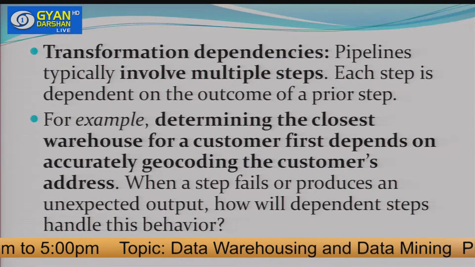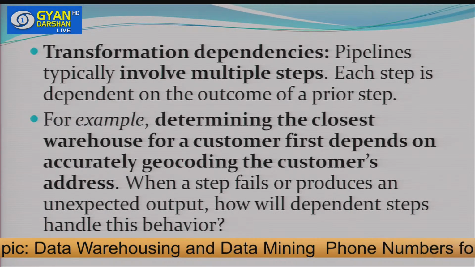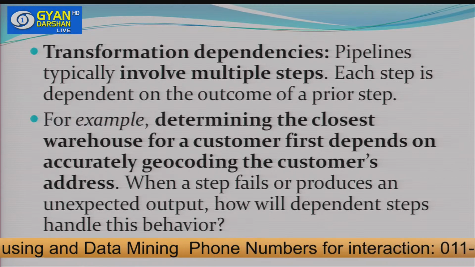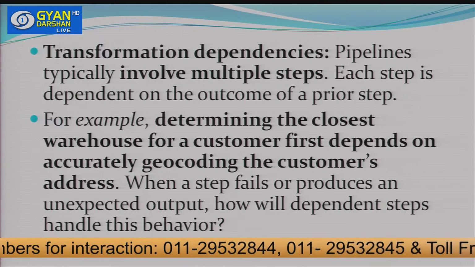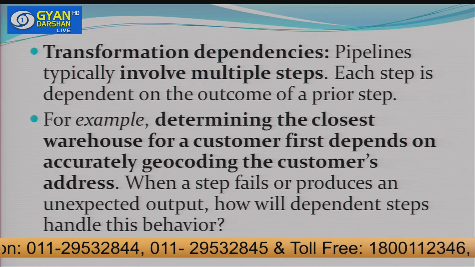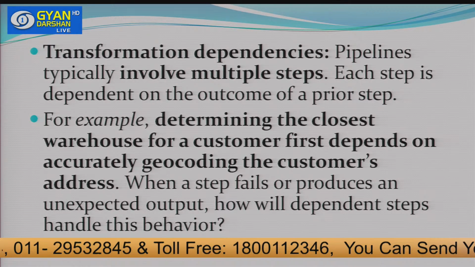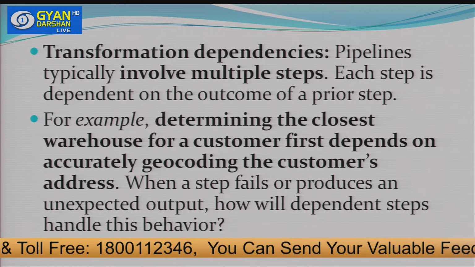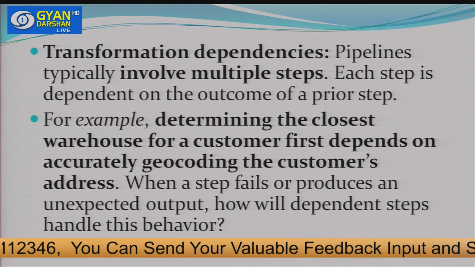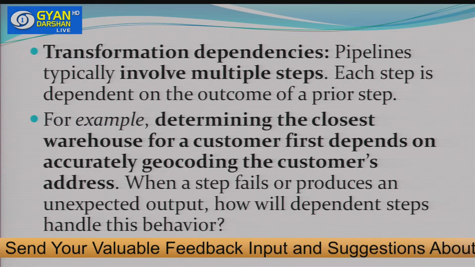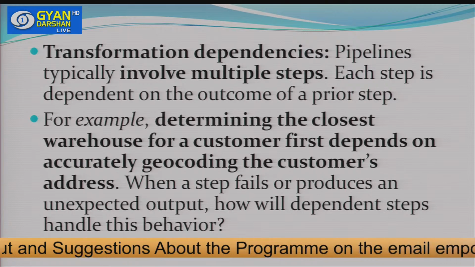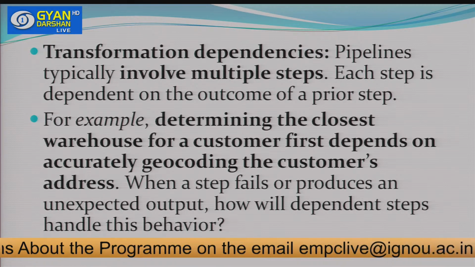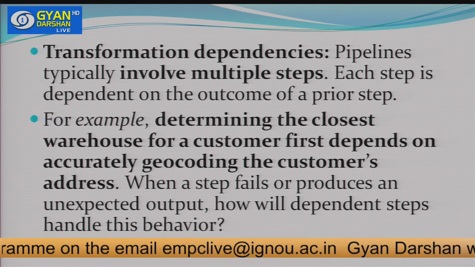And then the transformation dependencies. Pipelines typically involve multiple steps. It is not a single step. You have to identify the source or sources, see how the data is being pulled in, and what kind of noise needs to be reduced in the ETL. So there are several steps included in the ETL stage. Pipelines typically involve multiple steps, and each step depends on the outcome of the previous step. For example, determining the closest data warehouse to the customer first depends on the geolocation, whether the geolocation of the customer is properly identified or not.